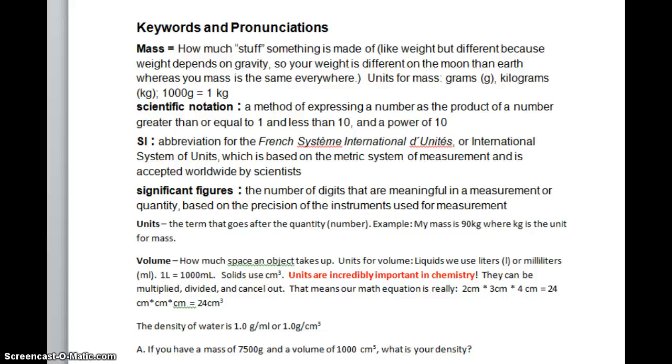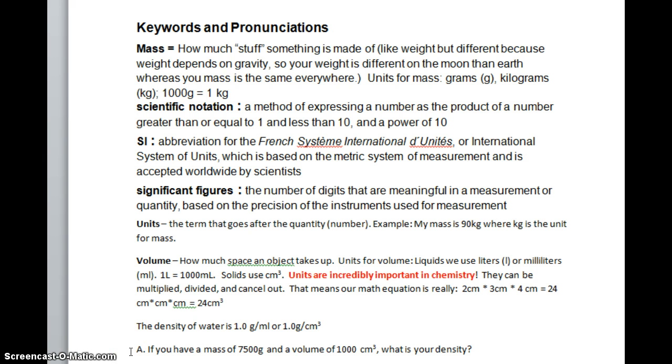This is part 2 of 1.14. So we're going to start in with density. The density of water is 1.0 grams per milliliter or 1.0 grams per cubic centimeter. Remember, 1 milliliter and 1 cubic centimeter of water are the same amount.